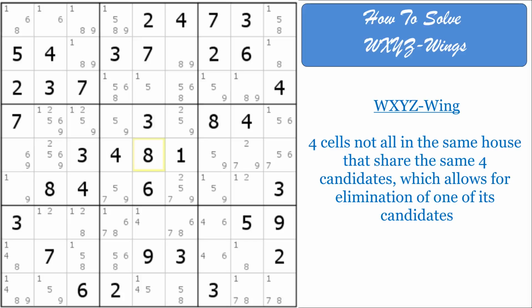I've also seen a further definition where it says that one cell can have up to 4 candidates and the other ones are all bi-value cells. That's not quite accurate, and this definition itself is not enough for you to go and find WXYZ-Wings. If you just start looking for, not in the same house, but there's 4 of the same candidates, 4 cells, and you try to make eliminations, it probably won't work because there's a special relationship between those candidates.